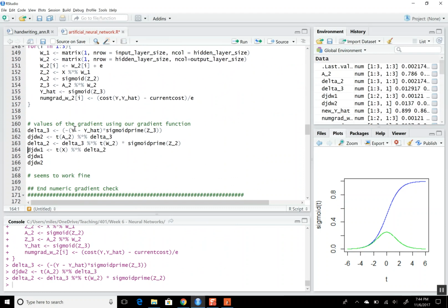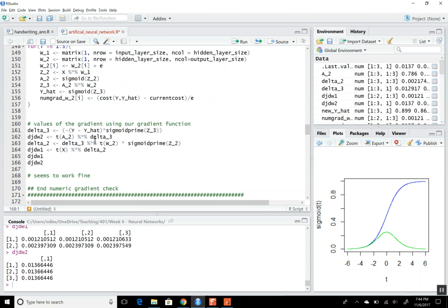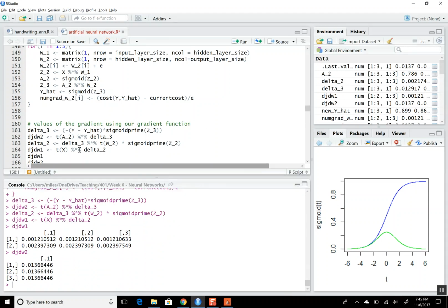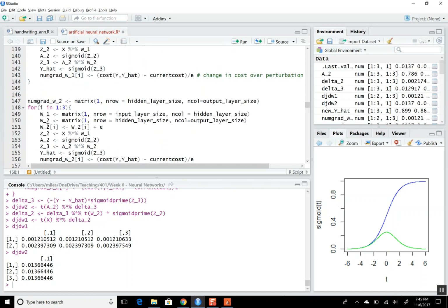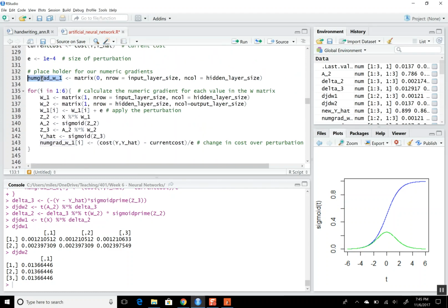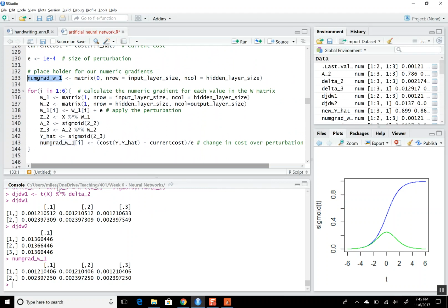And then we went through and we calculated the gradients there. So these are the gradients using our calculus function, and then we can see how much our gradients are when we adjusted the numbers just by a tiny bit. These values were calculated by taking our current cost, changing one of the weights by 10 to the minus 4, and then seeing how much the cost changed.